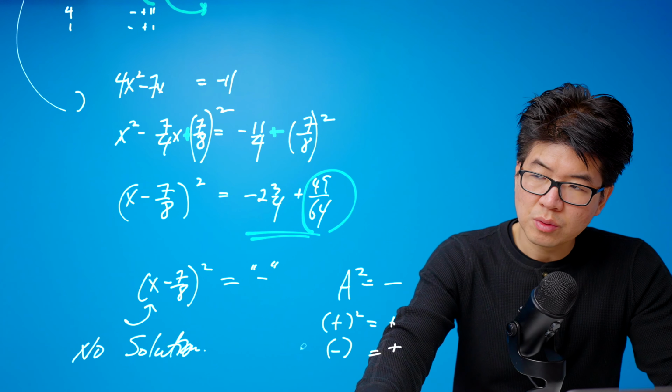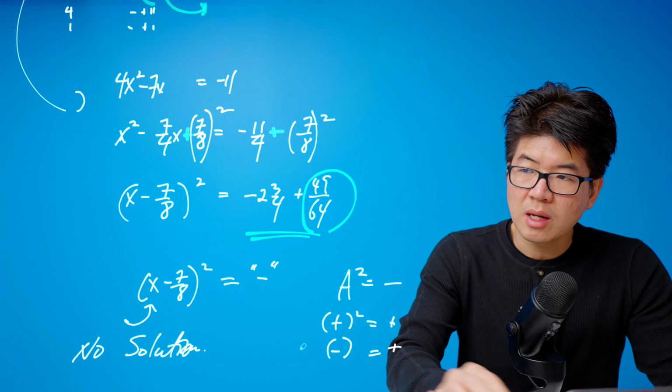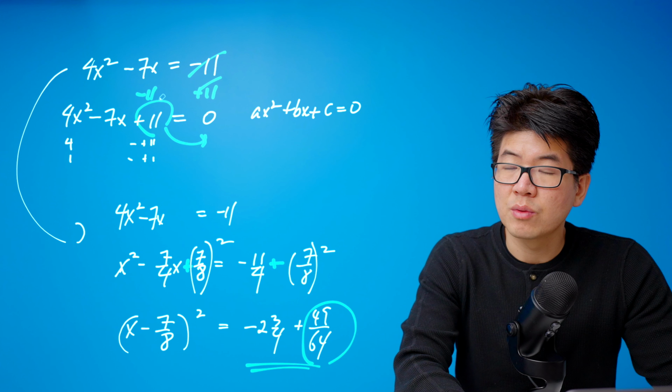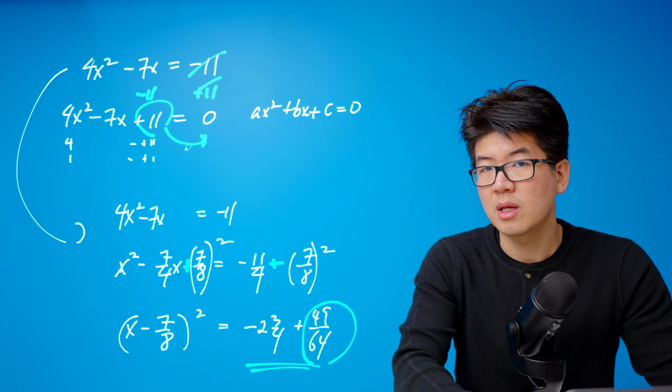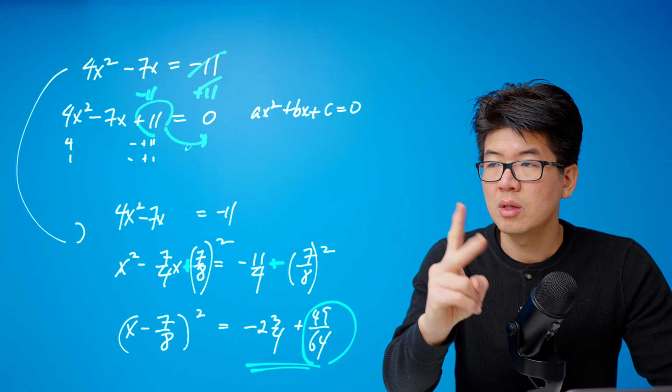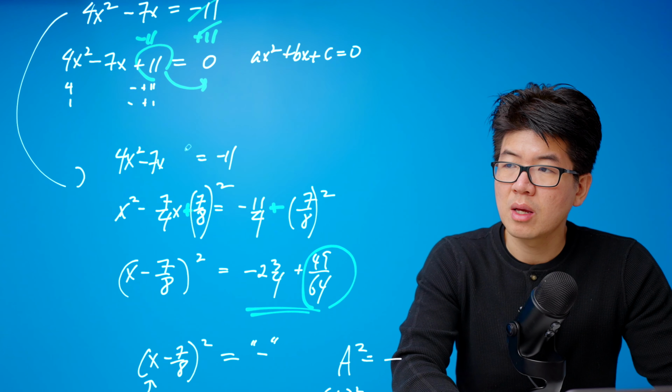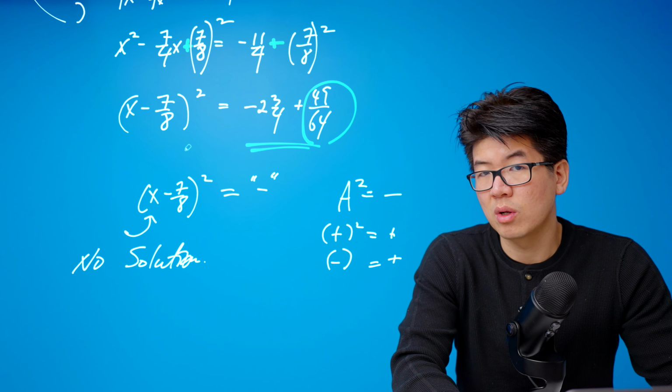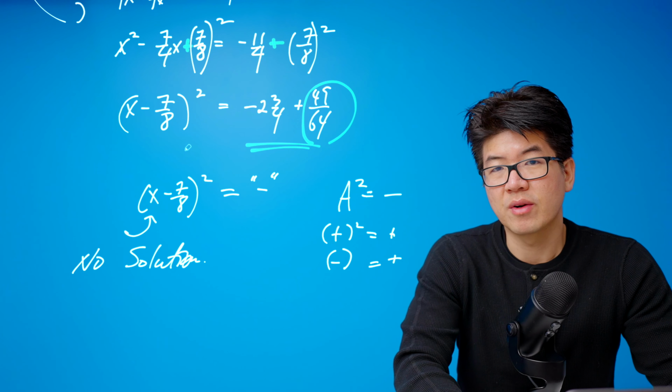So a very important thing to note here is that not all quadratic equations actually have a solution. You can have up to 2, but it doesn't mean we'll have 2. And sometimes it doesn't even mean it's going to have 1. Okay? All right. That's it for this one.